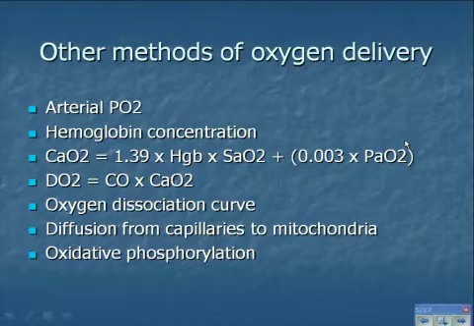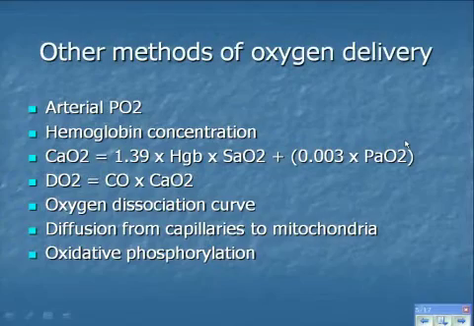And the oxygen dissociation curve, remember, when it gets to the tissue level, we talked about this last hour, it shifts towards the right, causing the hemoglobin to unload and give up the oxygen. Eventually, the oxygen goes from the capillaries to the mitochondria, which is a very short distance, and is important in oxidative phosphorylation, which is the production of high-energy ATP.